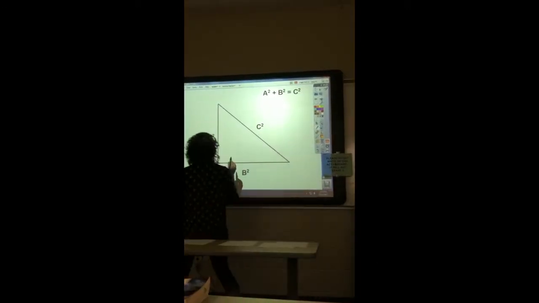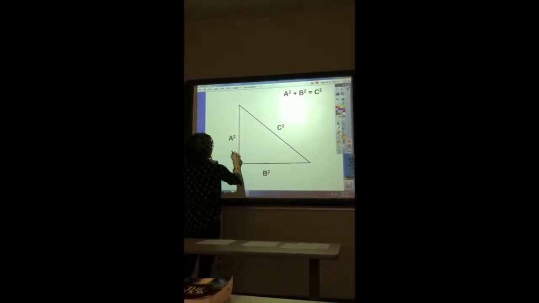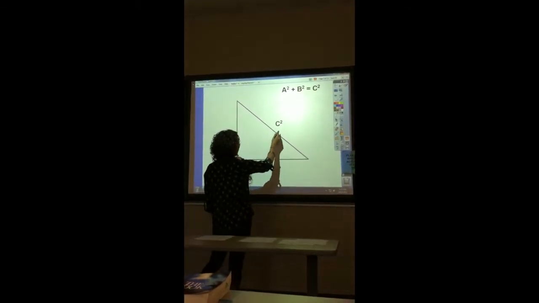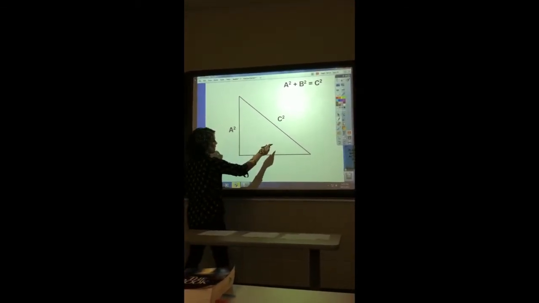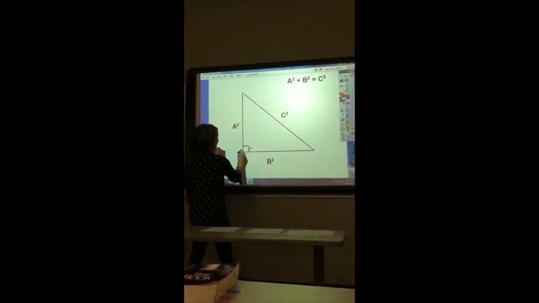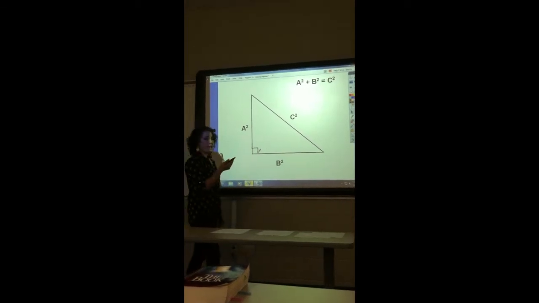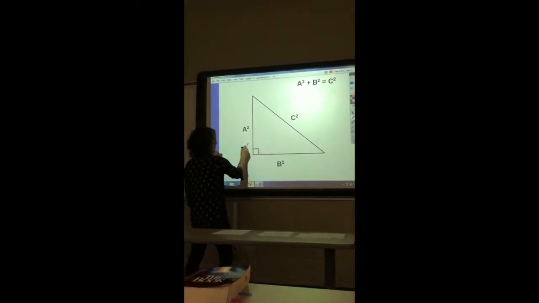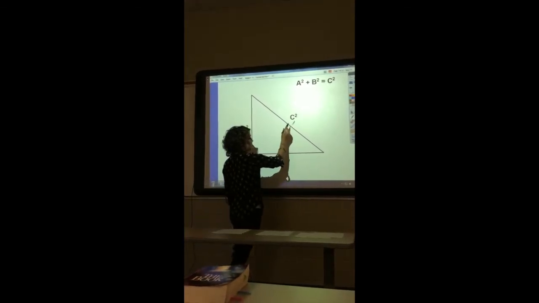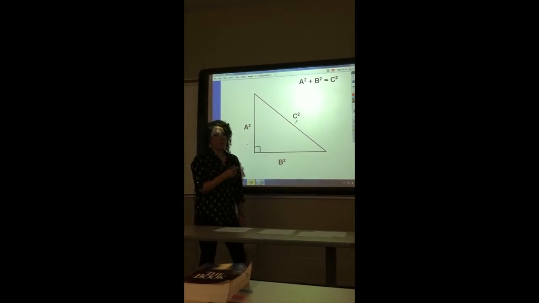Here is an actual representation of the theorem. This is one of the legs, because it's the A, and the other leg is the B. And if you notice, the C is the hypotenuse, it's the longest side of the triangle, and it's also across from the 90-degree angle. The theorem suggests that this leg squared plus this leg squared will equal the hypotenuse squared. And so in the next few minutes, we're going to try to prove this.